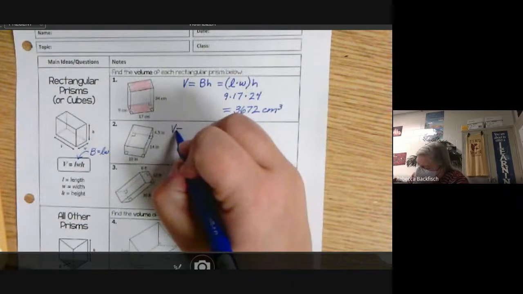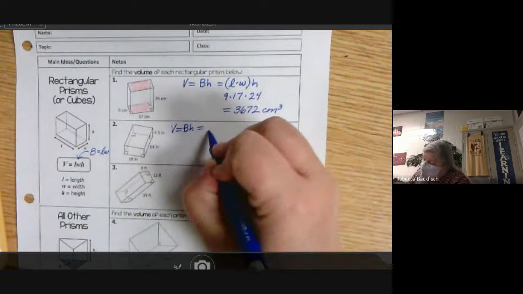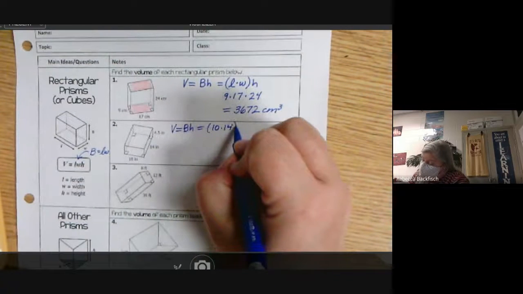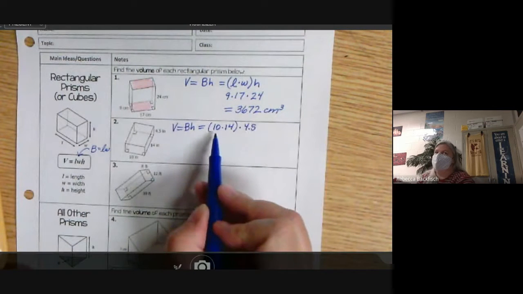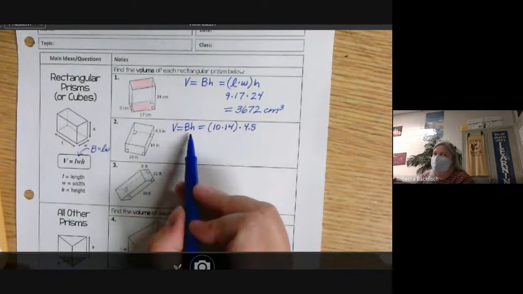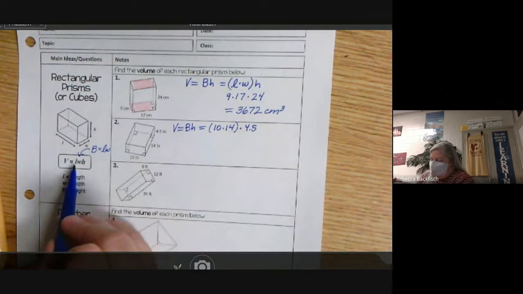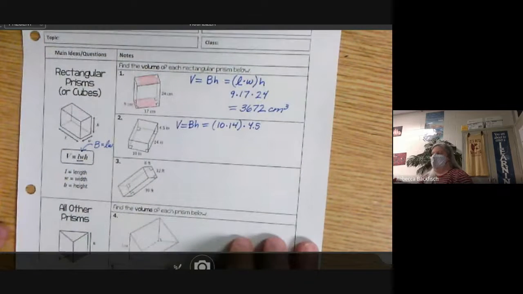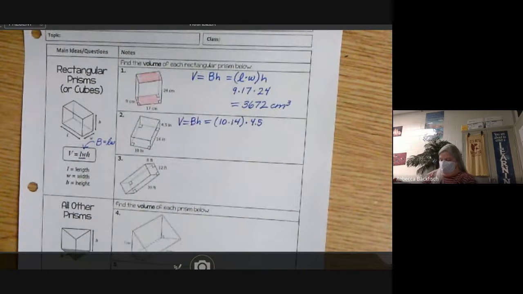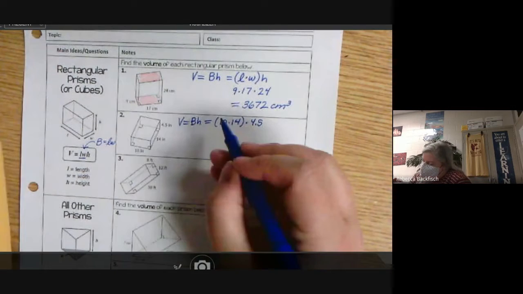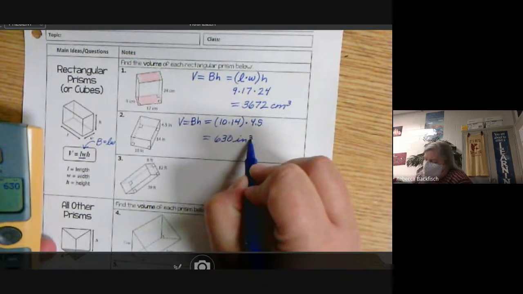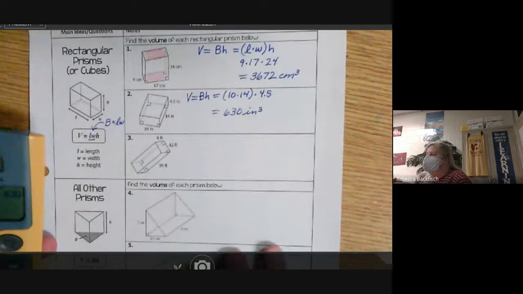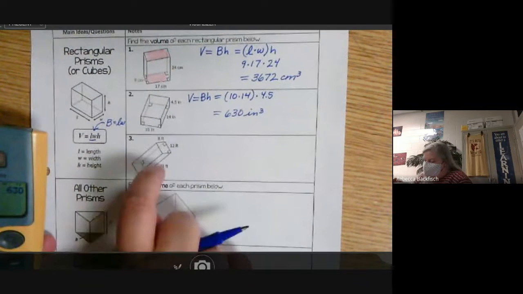Okay, so my volume is the area of the base times the height, and that area of the base is 10 times 14 times 4.5. And the only reason I'm grouping these in parentheses is just to remind you that that's the capital B for this. Capital B for this is length times width. So it really is still the same equation. So 10 times 14 times 4.5 is 630. So 630 cubic inches. Questions on that one? Go ahead and try number 3.